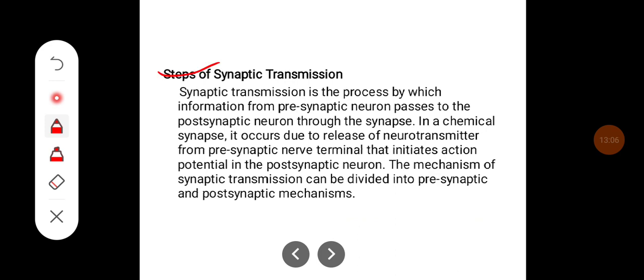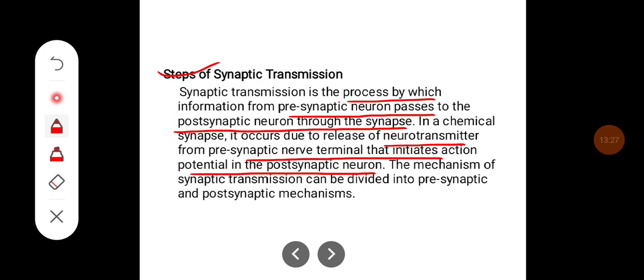Steps involved in synaptic transmission. Synaptic transmission is the process by which information from the presynaptic neuron passes to the postsynaptic neuron through the synapse. In a chemical synapse, it occurs due to the release of neurotransmitter from the presynaptic nerve terminal that initiates an action potential in the postsynaptic neuron.